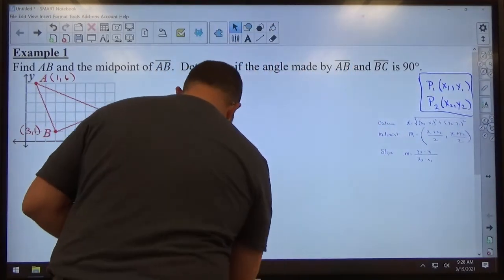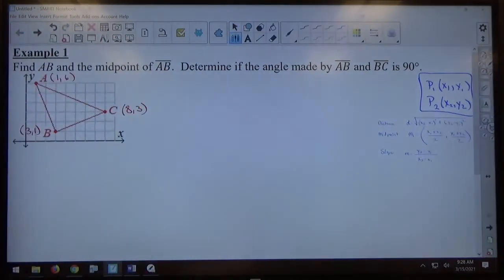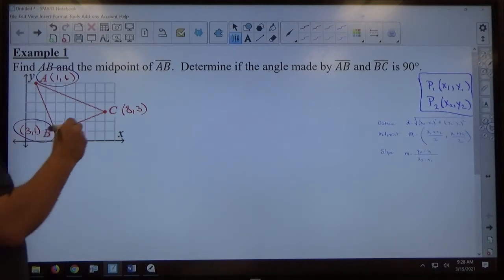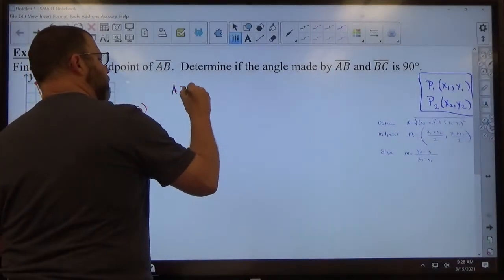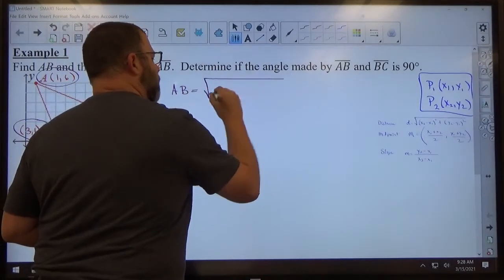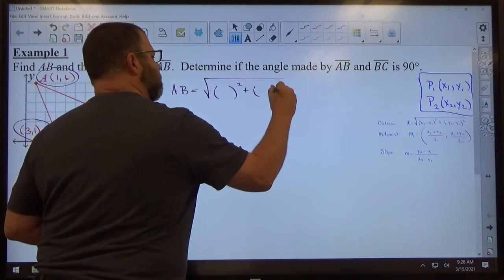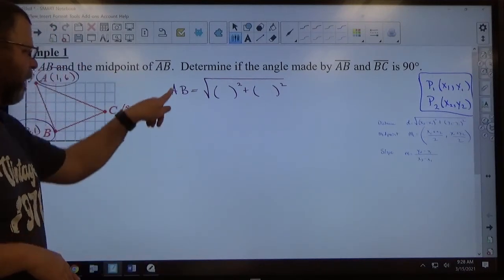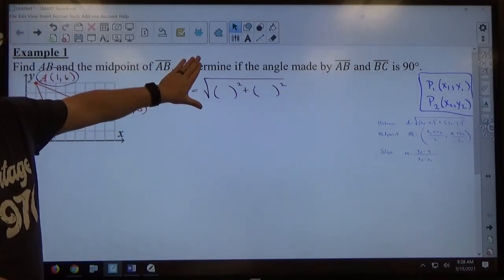So when the problem tells me to find AB, the length of AB, I'm going to focus on point A, which is 1, 6, and point B, which is 3, 1. And I'm going to apply the distance formula. So the length of AB is going to equal the square root of that structure. So if I'm applying the distance formula, that's what my work's going to look like. Every single time, what I'm trying to find equals, and then the square root of that structure. Everything written in purple is going to be on my paper every time. The name might be different, but that part is going to be the same every time.